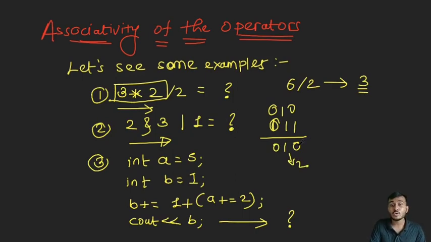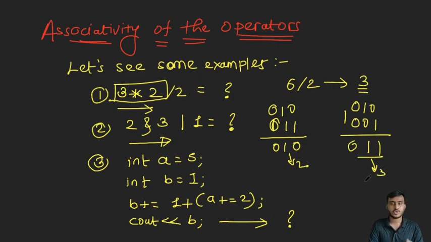And then we have 2 or 1. So 2 is nothing but 0 1 0 and 1 is nothing but 0 0 1, and we have to calculate the bitwise OR of it. So what is going to be the bitwise OR? 0 or 0 is 0, 1 or 0 is 1, similarly 0 or 1 is 1. So the answer is 3. The answer of this complete expression is nothing but 3.